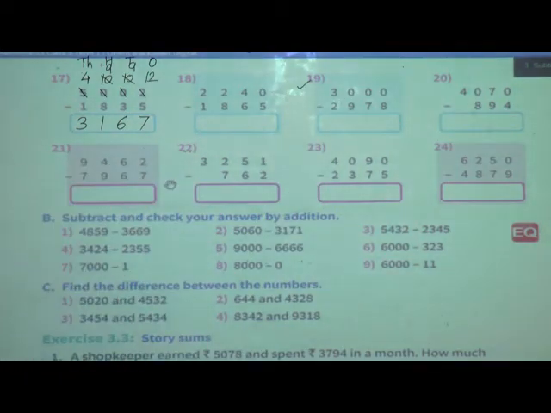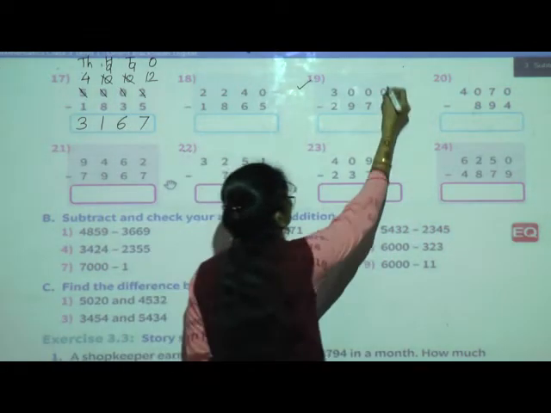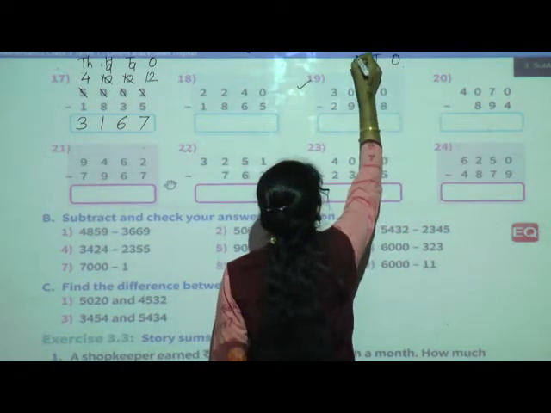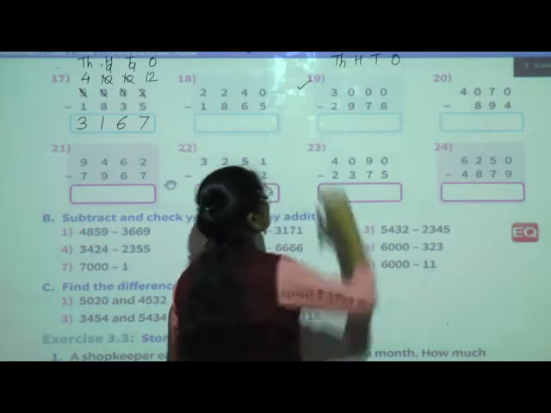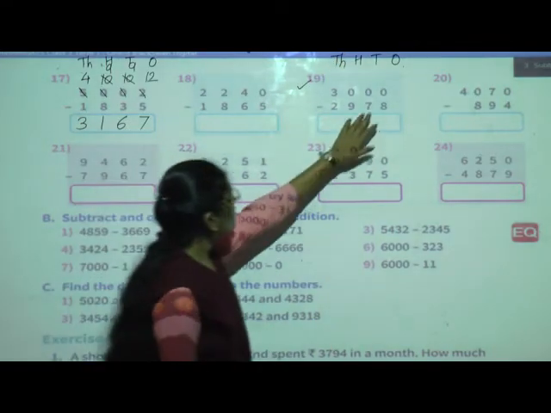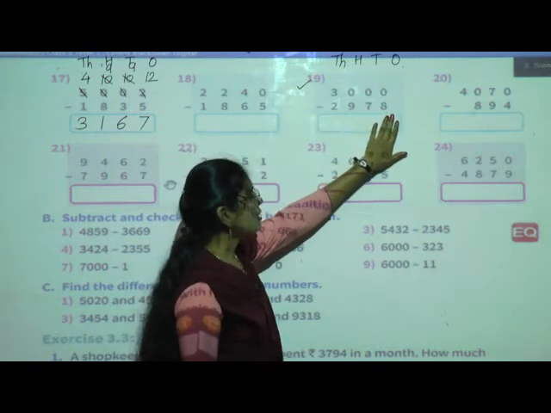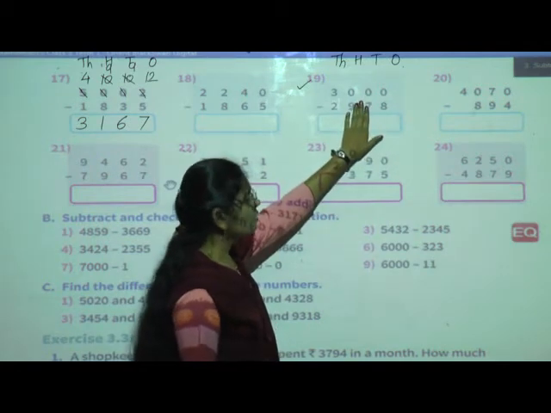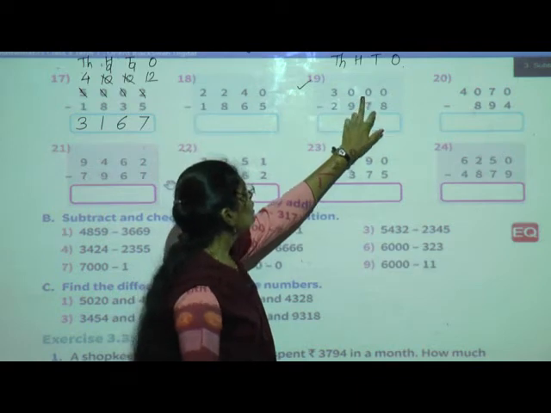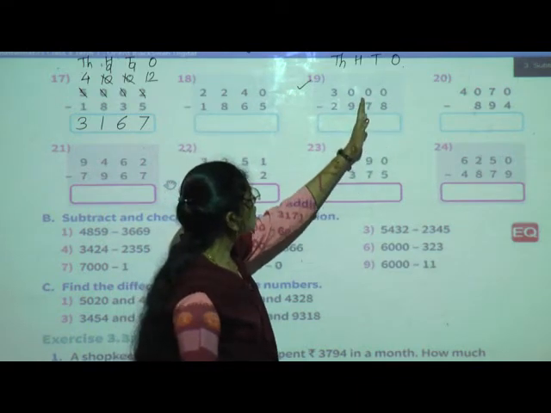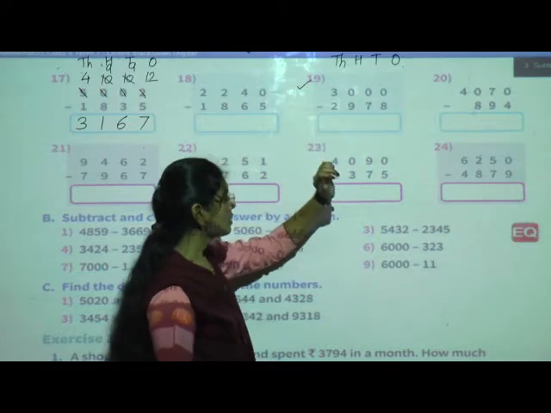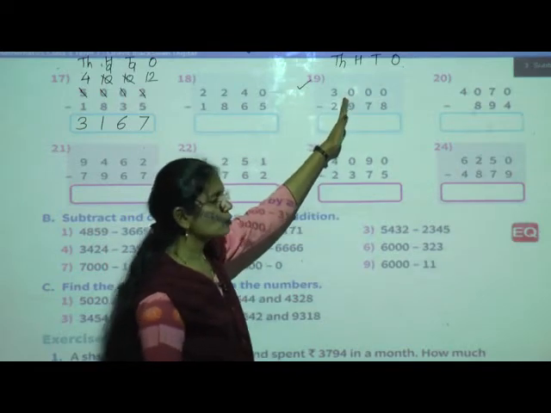See the 19th one. What is the first number? The first number is 3000, and the other number is 2978. Write their places first. This is ones place, this is tens, this is hundreds, and this is thousands place. See the ones place. Here 0 is there. Okay, so 0 minus 8 again we can't do. So we'll go to the neighbor. Now who is the neighbor of ones? Tens is the neighbor of ones. But see carefully, at tens place also 0 is there. Then what to do? Yes, we will go to the next neighbor.